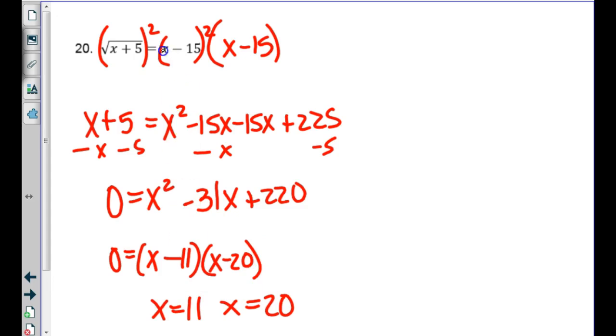If I put 11 in, I get 11 minus 15, which is negative 4. Can you square root a number and get a negative? Okay.